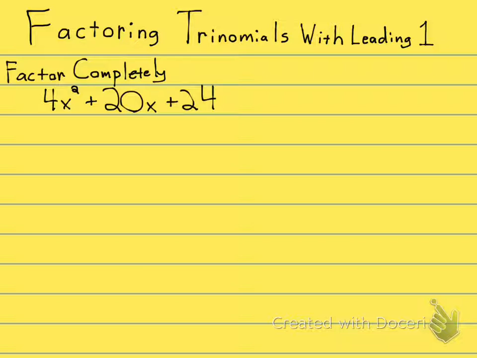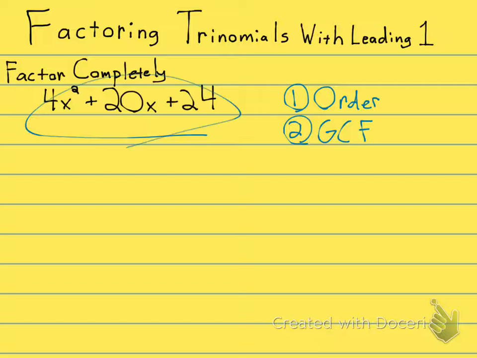Okay, we're going to end up with multiple steps, but we're going to see our first 2. Step 1, you have to put it in order. Okay, now this one is in order. X squareds, then x's, then the numbers. Step 2, you have to look for a GCF. The GCF is going to be your best friend. It's going to make a larger trinomial much smaller.